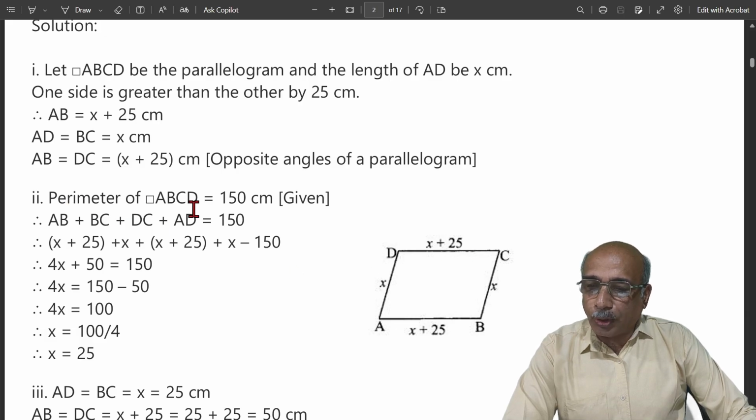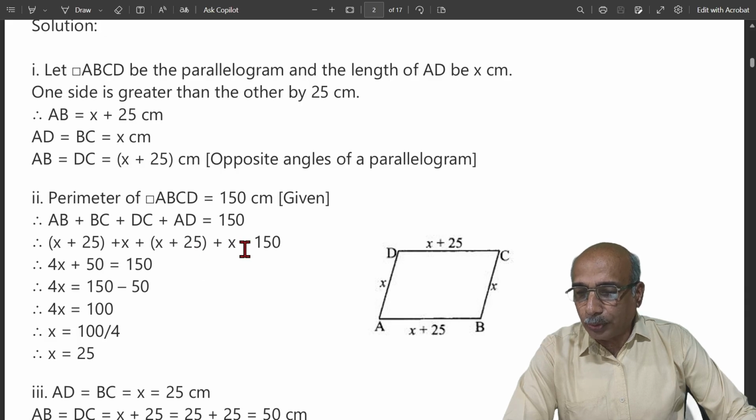Perimeter of quadrilateral ABCD. Perimeter means the sum of all sides. Therefore, AB plus BC plus DC plus AD equals 150. Substituting the values of the sides as shown in the figure, you will get 4x plus 50 equals 150. 4x equals 150 minus 50. 4x equals 100. Divide by 4, you will get x equals 25.